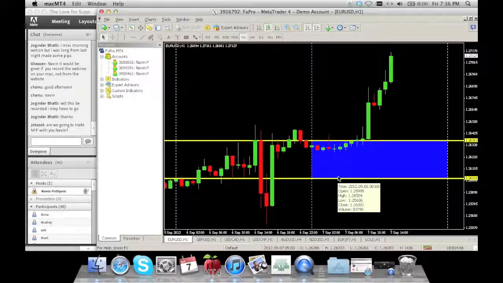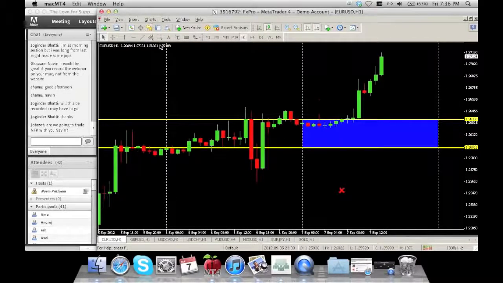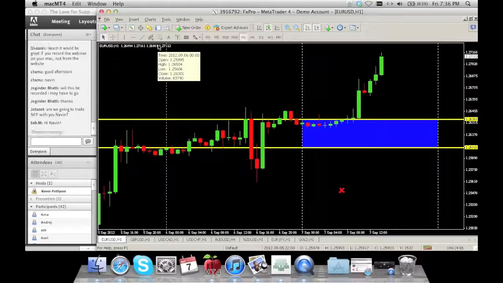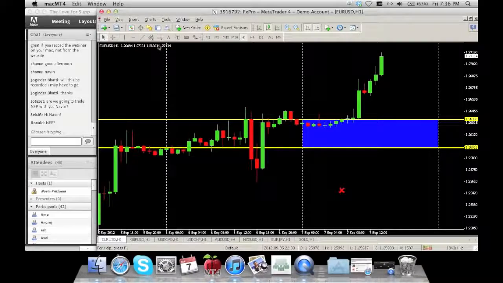Are we going to trade the NFP with you? No, we're not going to trade the NFP, but we can do some analysis about it to get an idea of which direction the NFP will possibly go and how we come to that conclusion. We can go through some of those steps, but remind me about that around 10 minutes before the NFP starts. Ronald, NFP is non-farm payroll. It's not my initials.